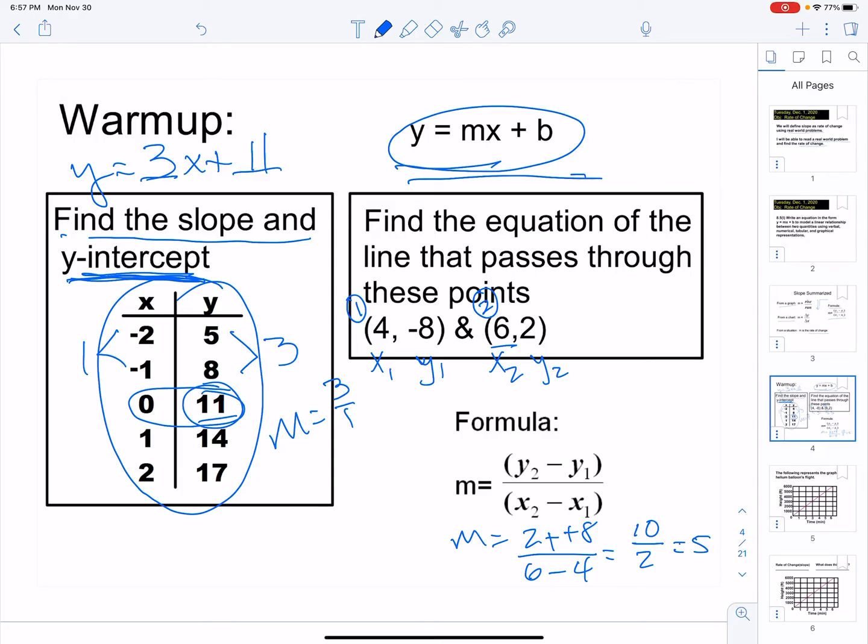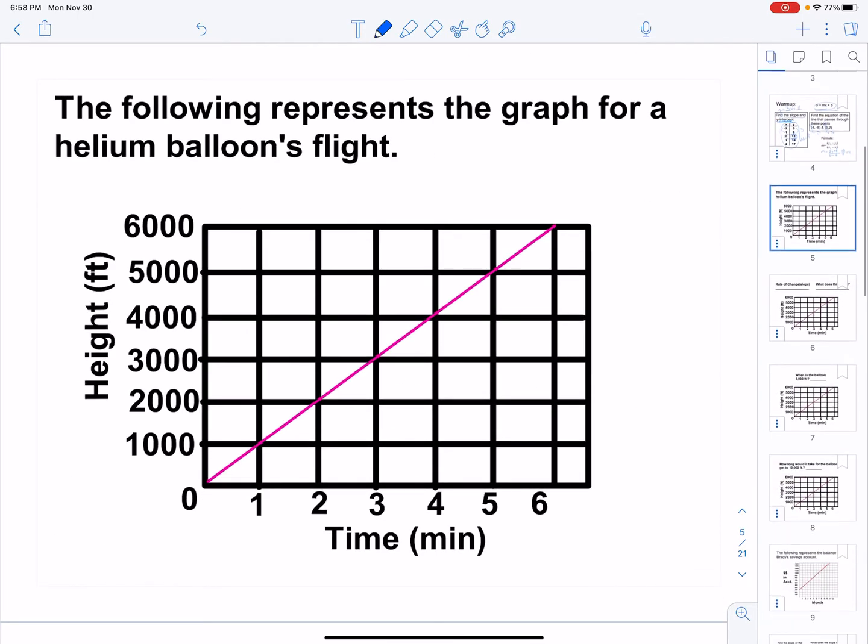Okay, so now what we're going to do for the remainder of this lesson is I'm going to talk about some scenarios. And what I want you to do is see how slope is nothing but a rate of change. And we can use that rate of change to make predictions. Okay, so here is our first problem that we're going to look at.